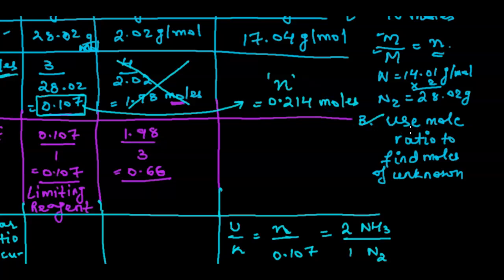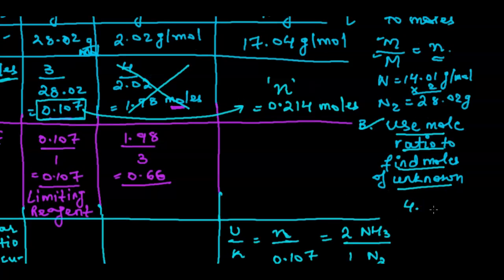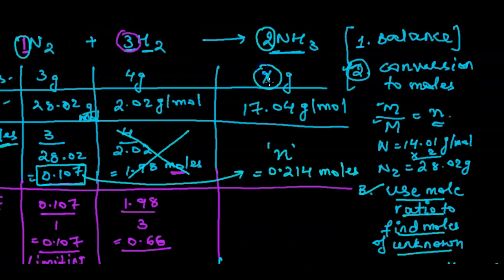And we completed the third step, where we have to use mole ratio to find the moles of unknown. Our fourth step was to find the quantity of our desired compound. Our desired compound is ammonia, and we are looking to find the mass of ammonia. Mass is X. To find the mass of ammonia, all we have to do is multiply the number of moles of ammonia by the molar mass of ammonia, and that would give us 10.067 grams of ammonia.